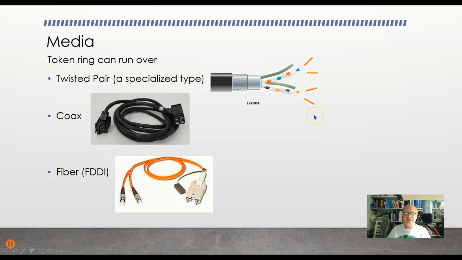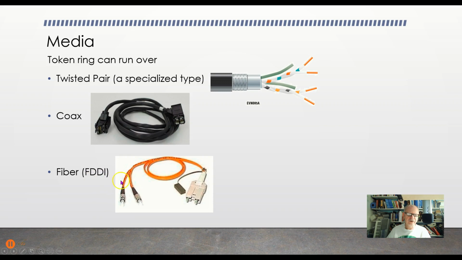Here's some of the media that it can use. It can use a specialized type of twisted pair. You notice this one has a conductor over here, so it's not kind of standard twisted pair in this case. However, coax was the most common type, and you see these really funky connectors on here. The coax token ring connectors were these big clunky looking things.